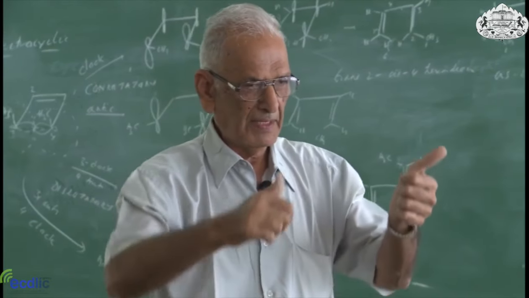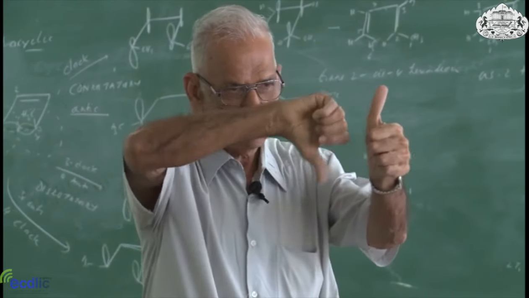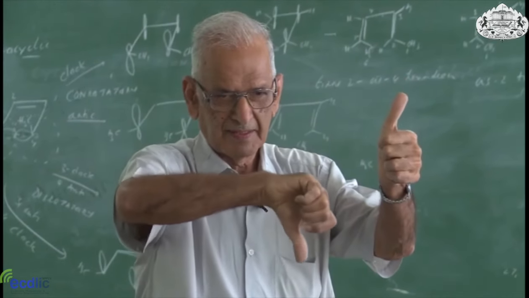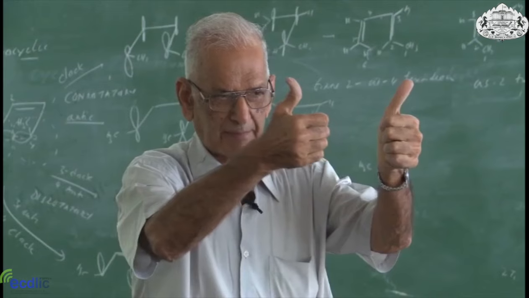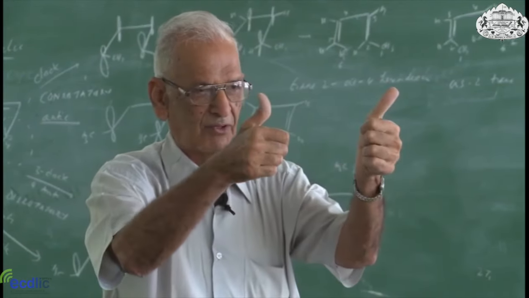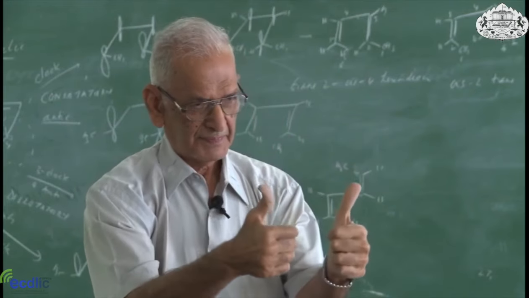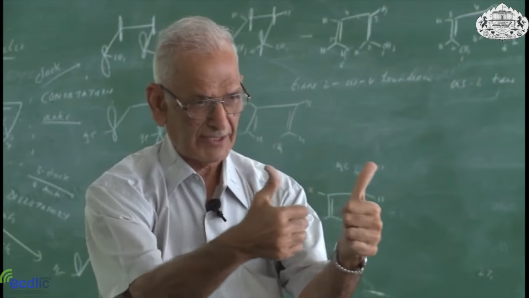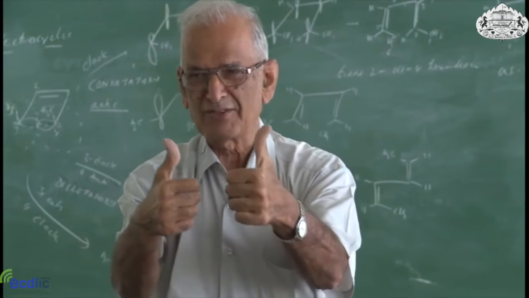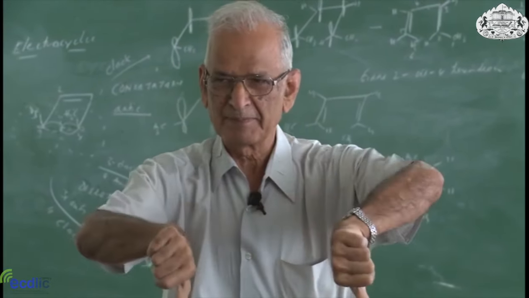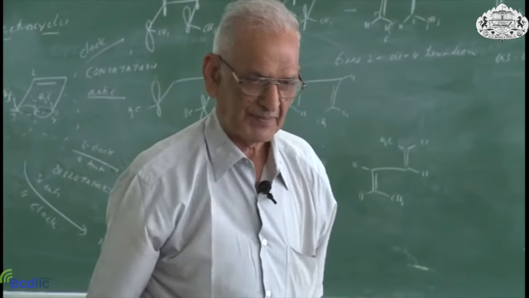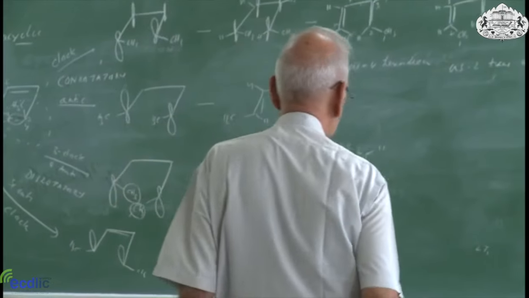So what have you to remember? In conrotatory, one thumb is up, one thumb is down. In disrotatory, both are up or both are down. So how do you remember? Disrotatory means you think of thumbs up. All right? So that's your disrotatory. It's a thumbs up or a thumbs down. In conrotatory, one is up, one is down.